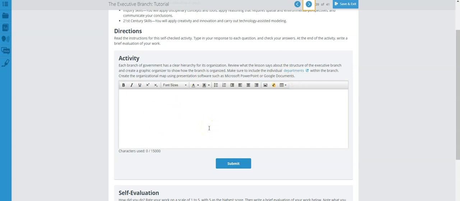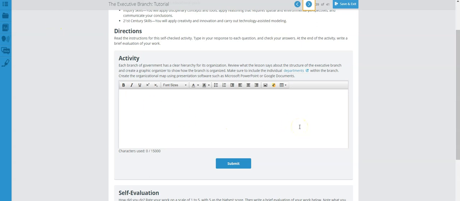Make sure that you pay close attention to what it's telling you here, and make sure that you are able to present either through a visual format, in this case a Microsoft PowerPoint or a Google Document, and outline how the executive branch is organized. You have the president, and below the president, the State Department, Department of Education, and so many departments. And please make sure that you are following all of the directions here.